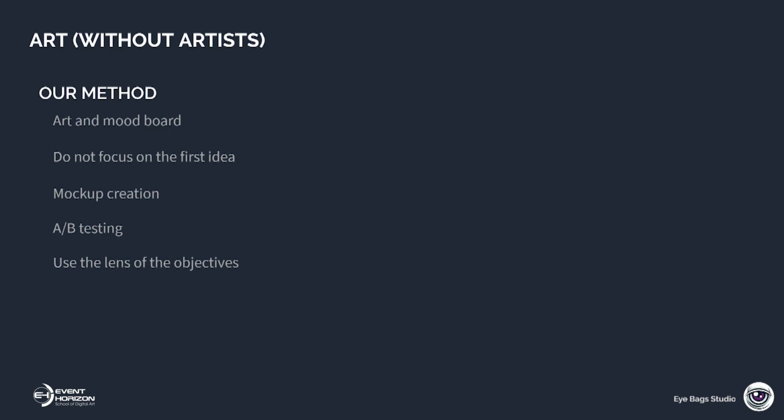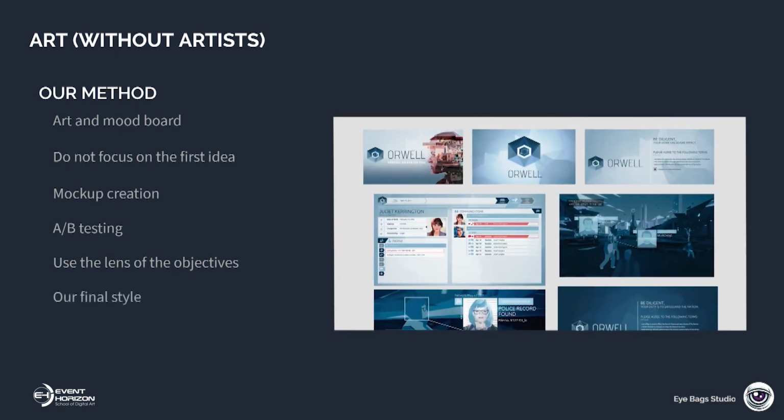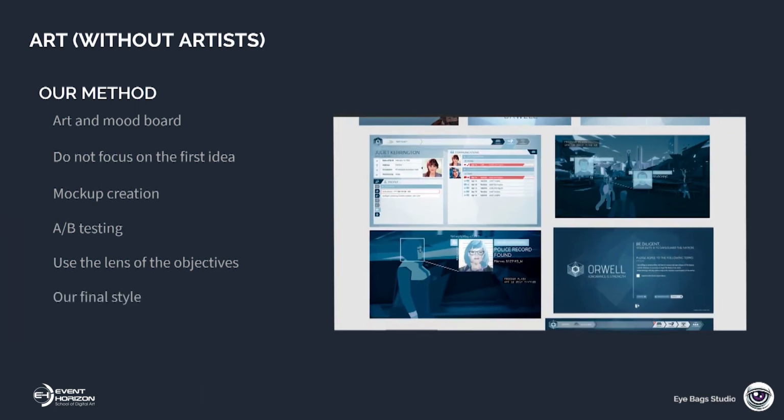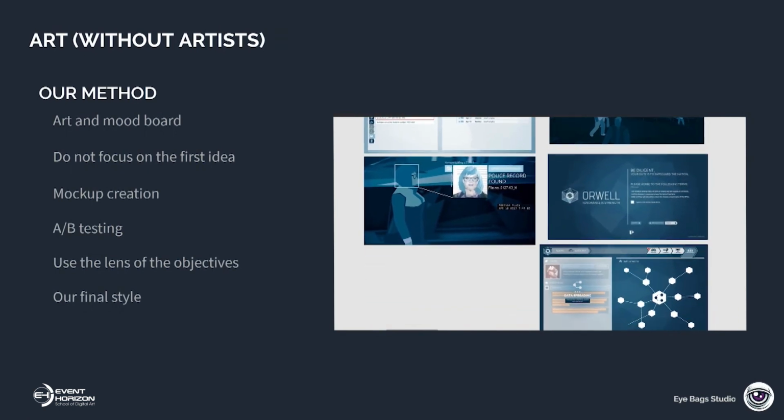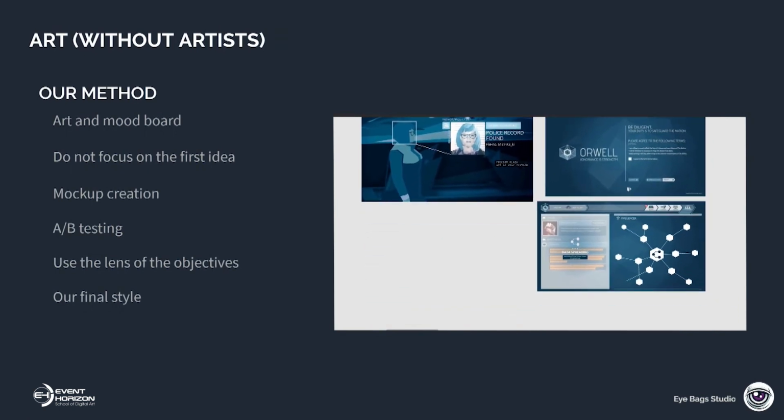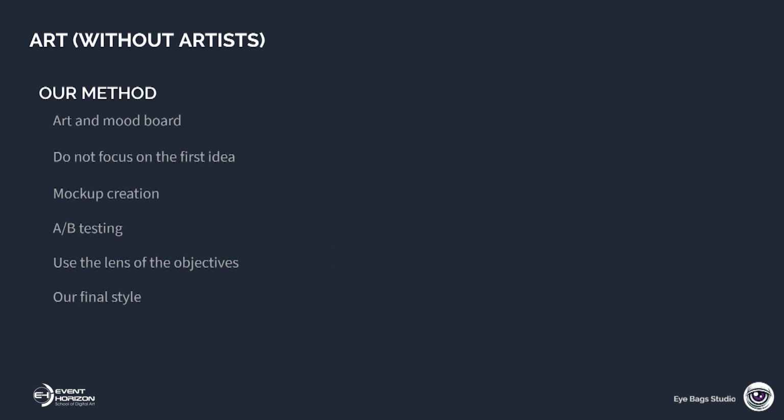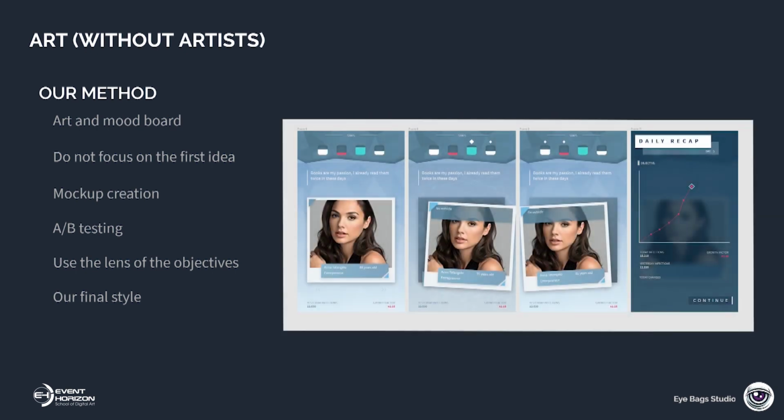So we tried to find a reference that could solve all the problems, and we found Orwell. A very nice game with an art style that feels like a social network of the future, with a fair sense of anxiety and dystopic thing. So we adapted it to our needs and we designed the final art style for Locked.